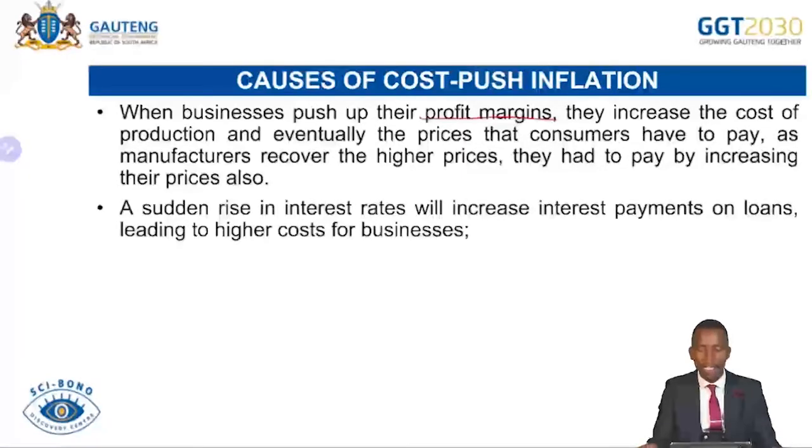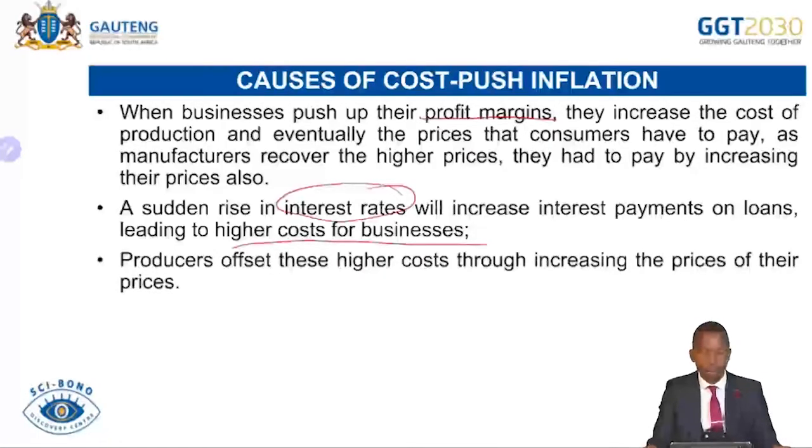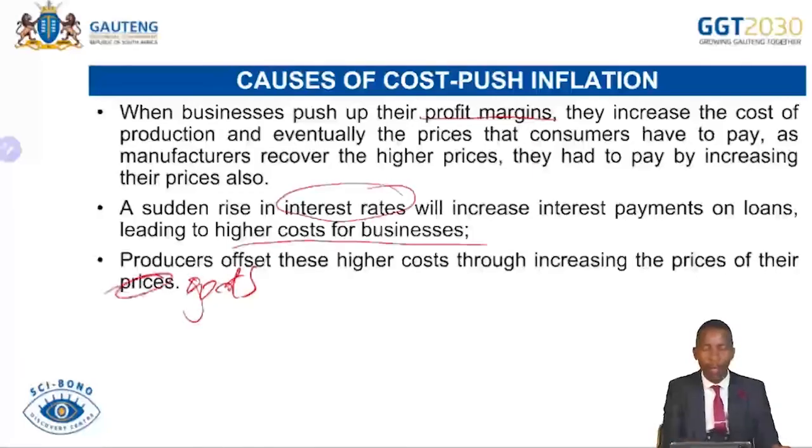A sudden rise in the interest rate will increase interest payment on loans, leading to high cost for businesses. Like I said before, if ever there is increase in interest rates, we know that the capital taken from commercial banks by businesses will also be expensive, meaning the cost of production will be high because of the increase in interest rates, because interest on loan will be high. Producers offset this high cost through increasing the prices of their goods and services within the economy.